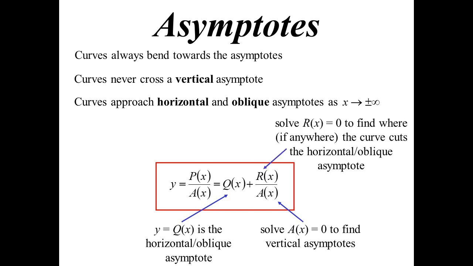And the remainder in our polynomial division will tell us if it does cut the horizontal or oblique one. So we solve that equals 0, and if there's a solution, then we know that's where it'll cut it. So here's one, it's already factorised for me to save some time. Let's do the division. Actually, it probably didn't save me time because I had to expand it out anyway so I could do the division. But anyway, let's do the division.